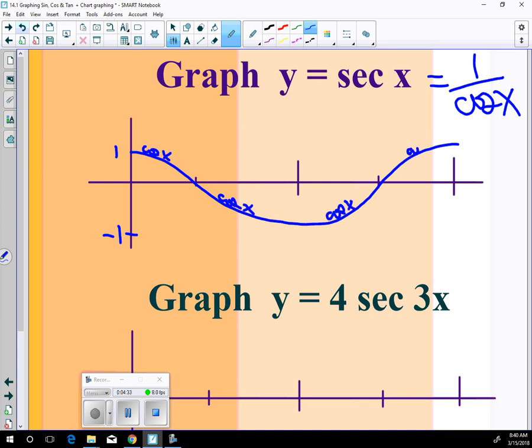Does that look familiar? But secant isn't the cosine graph. Secant is 1 over the cosine graph. What's 1 over 0? Oh, so there's going to be an asymptote. What's 1 over 0? Another asymptote. What's 1 over 1? 1. What's 1 over negative 1? Negative 1 and 1 over 1.